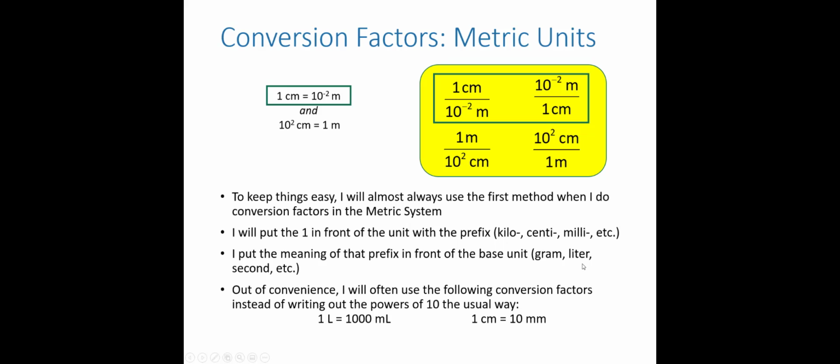Now sometimes I will use other conversions just because it's easier, like 1 liter is 1,000 milliliters. We make that conversion so often that it's best to not even deal with the powers of 10 and just memorize that one. The same thing here with centimeters and millimeters. It's probably just easiest to memorize 1 centimeter is equal to 10 millimeters. It'll save you some time.